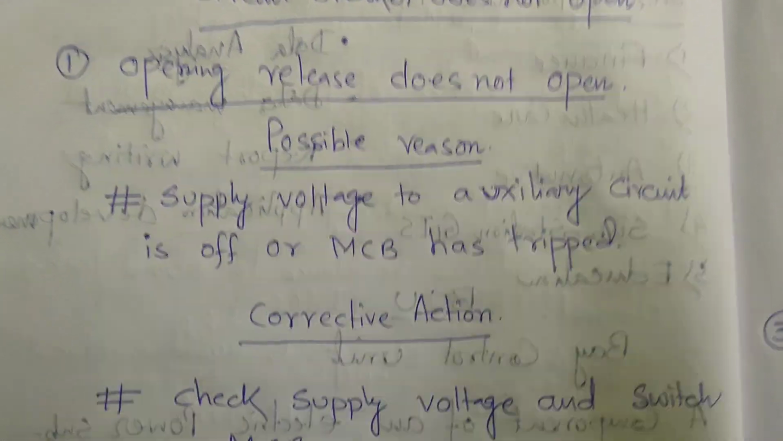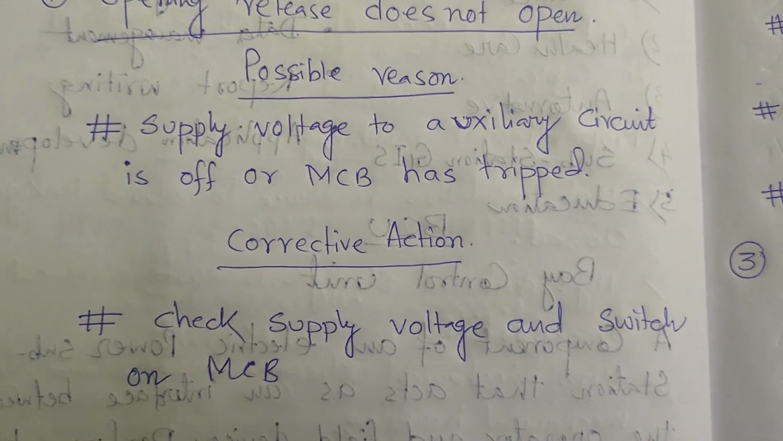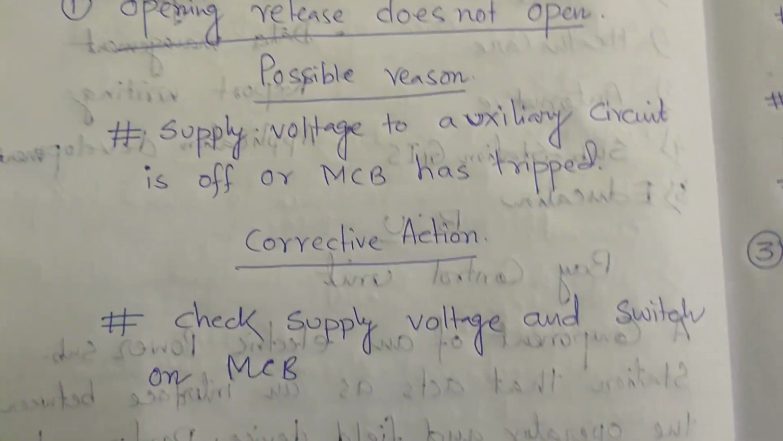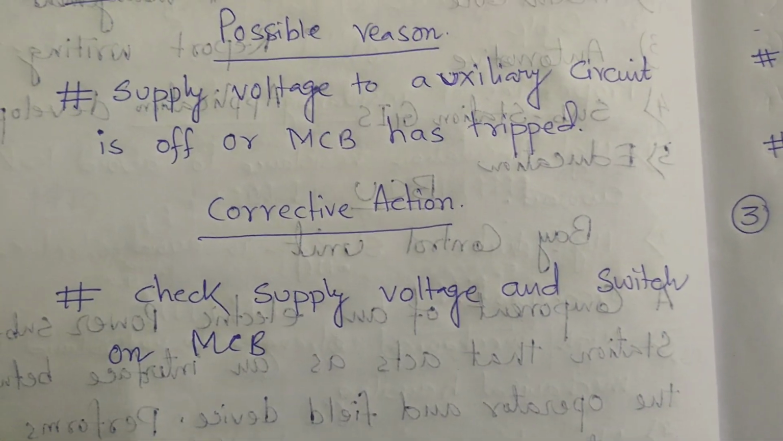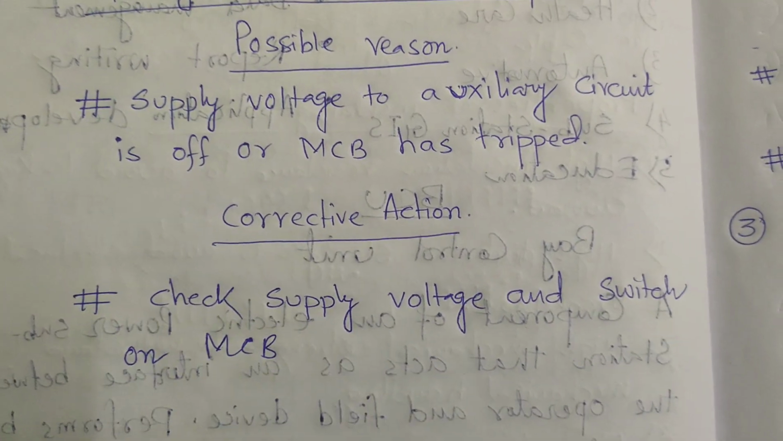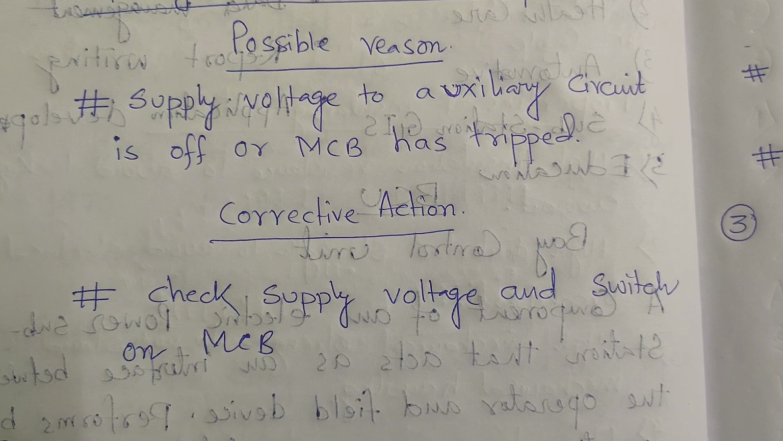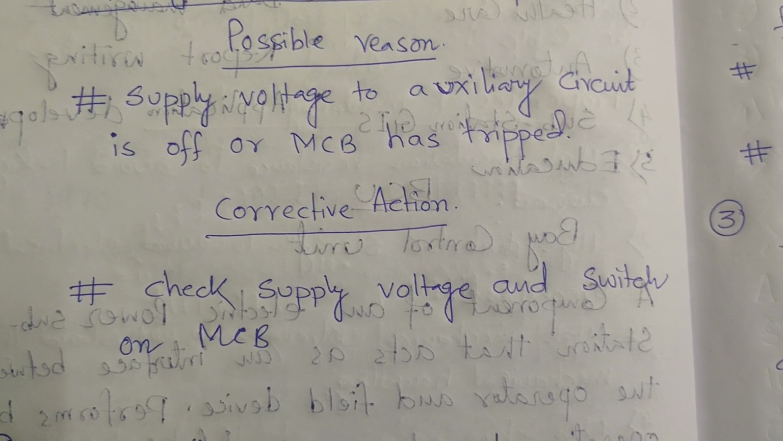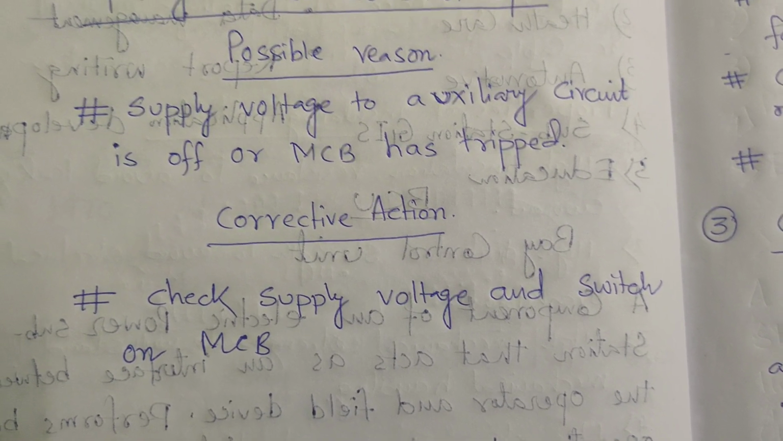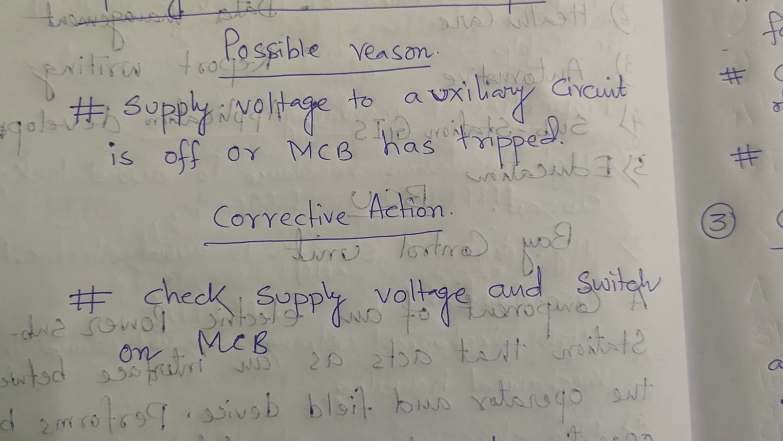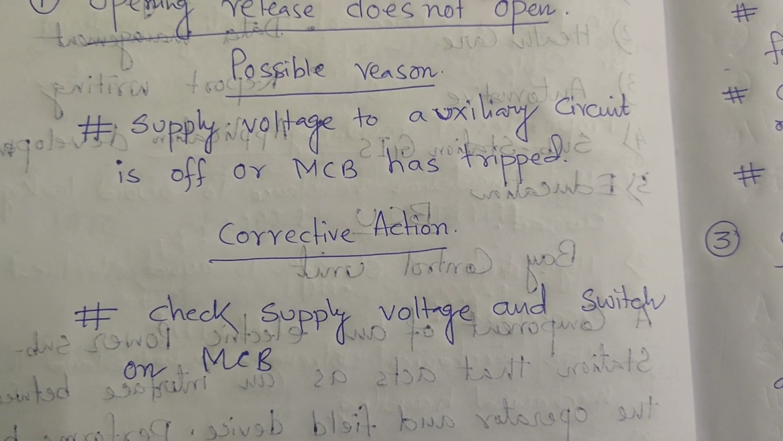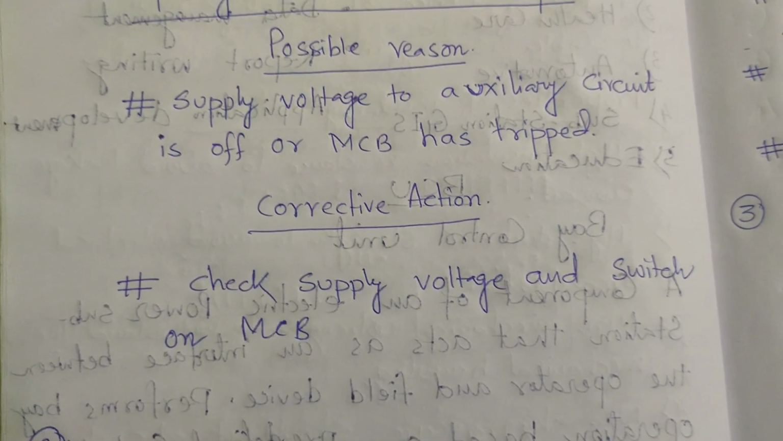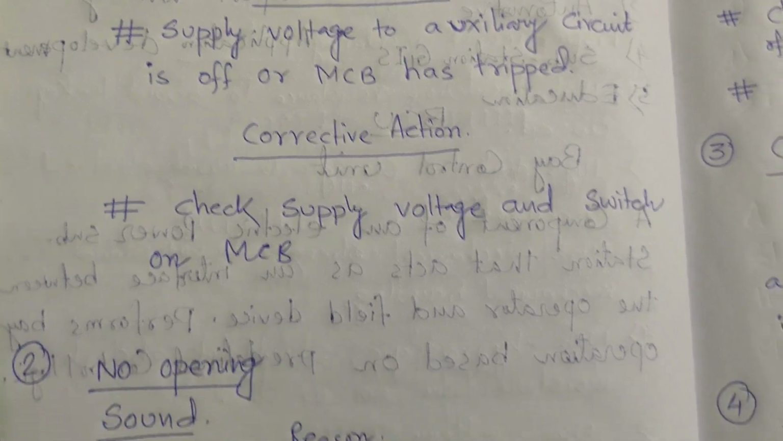What are the corrective actions to be taken to rectify or overcome these types of problem? Check the supply voltage and switch on the MCB. Supply voltage checking and switching on the MCB is the solution for these types of problem.